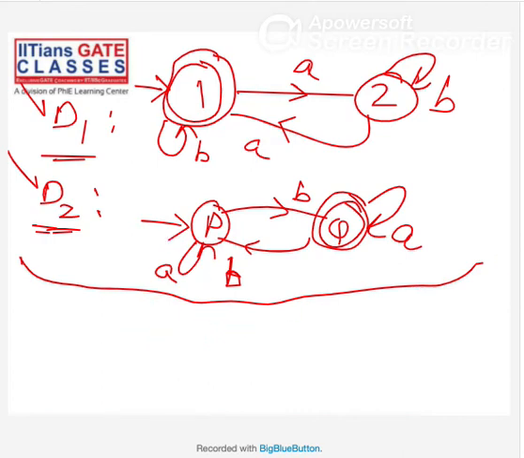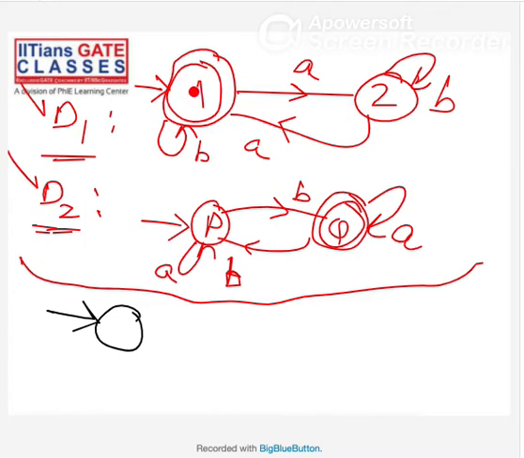Now what we will do, we will try to find out a DFA for L1 intersection L2. So how to do it? We will use something called product automata construction. What is product automata construction? This is very easy. Where will you start? You will start in the initial state of both DFAs.